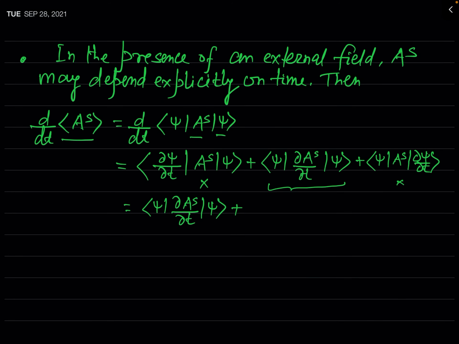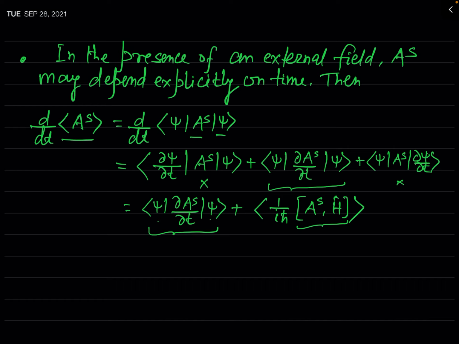So we can write it like this. This is 1 over i h bar, commutator of A_S, H hat. This is actually the expectation value of 1 over i h bar commutator of A_S, H hat. And what is this? Can you say? In fact, this del A_S by del t is an operator and psi is the state vector.